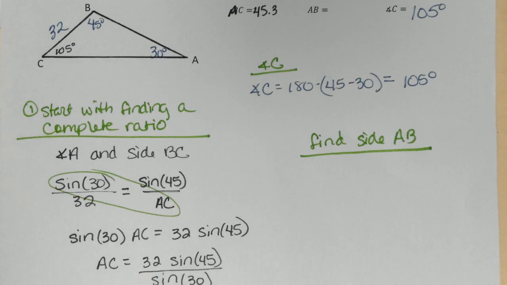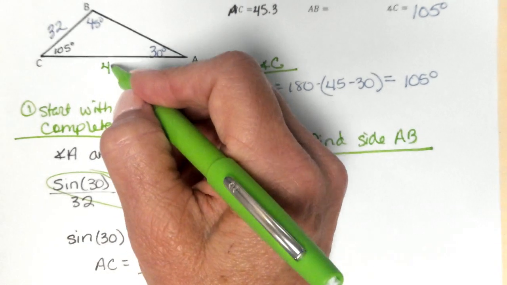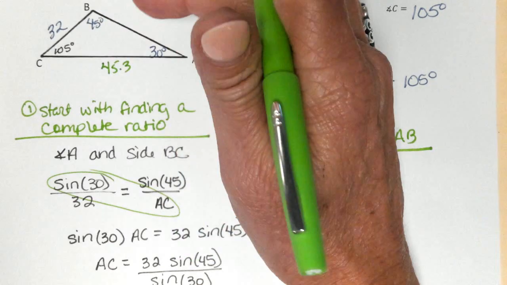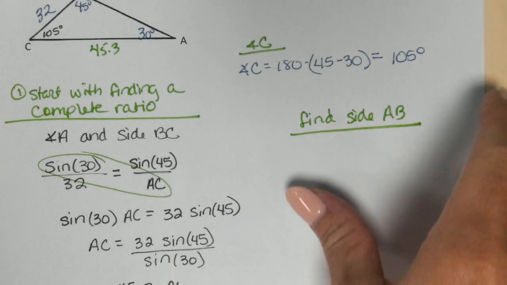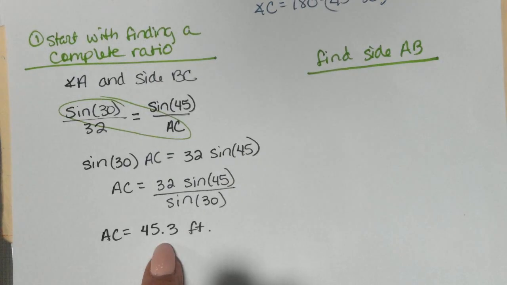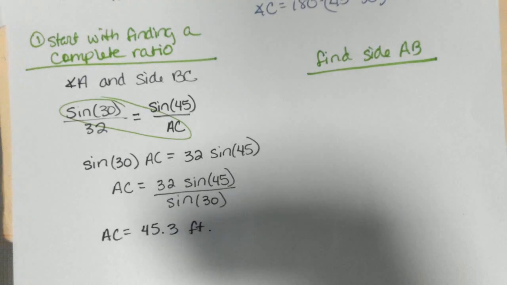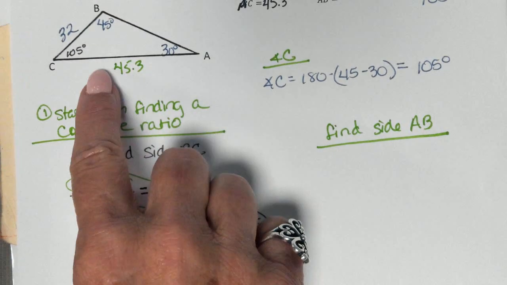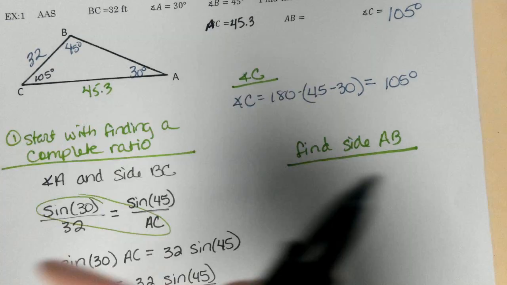Now, some of you may be thinking, well, hey, since we found the length of this side, couldn't we use this as our completed ratio? Technically, you could, but I just want to remind you that we did round our answer. And so since we rounded our answer, if we use that number to find further information, our answers are going to be altered just a little bit. It's always safest to go with what you were originally given because those answers are exact.